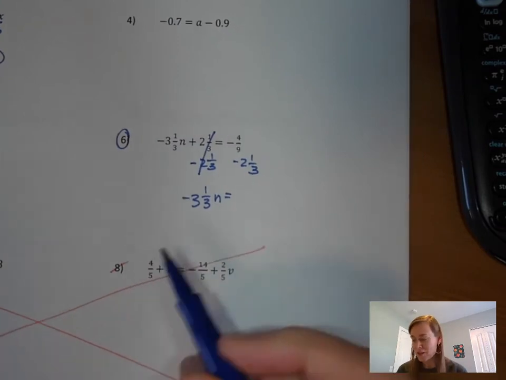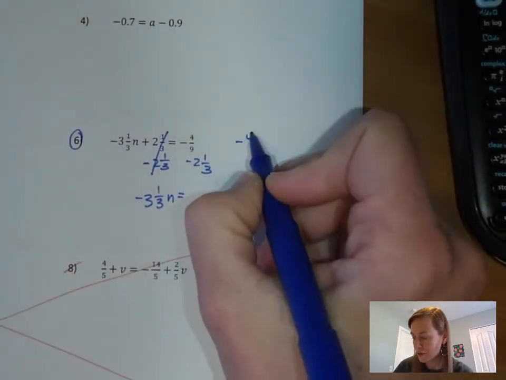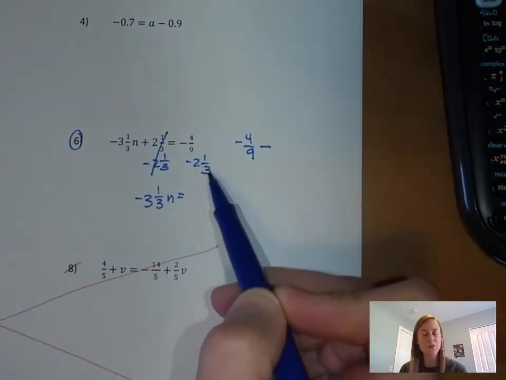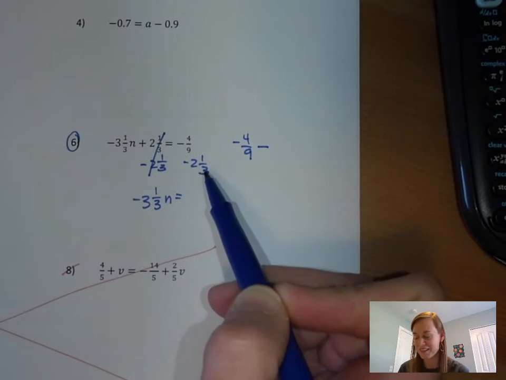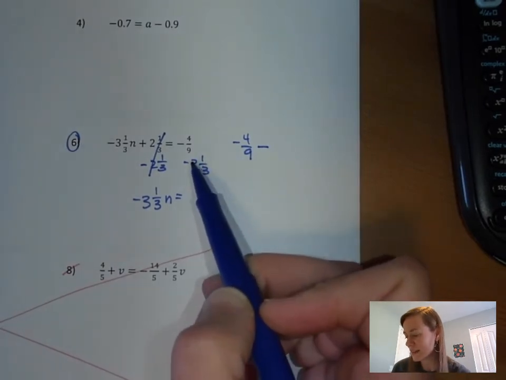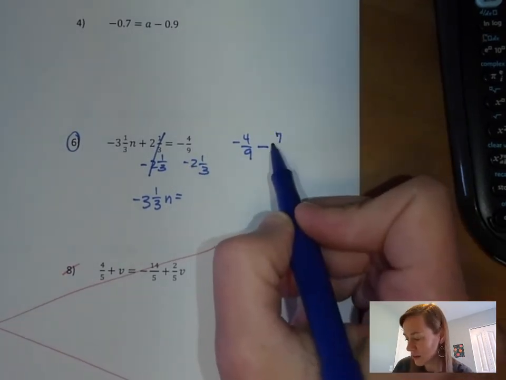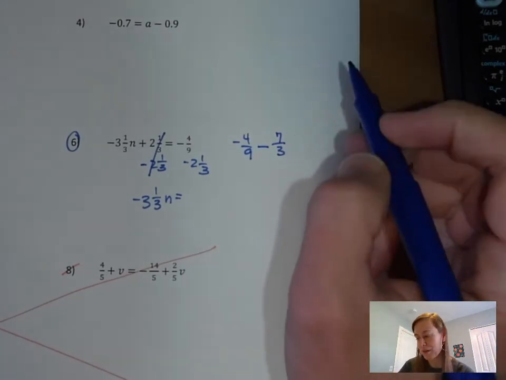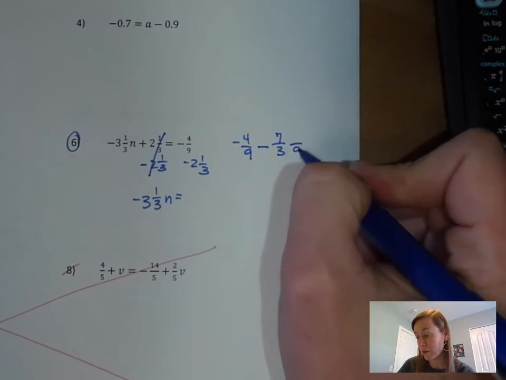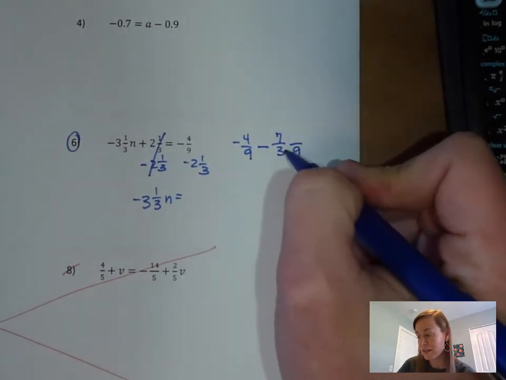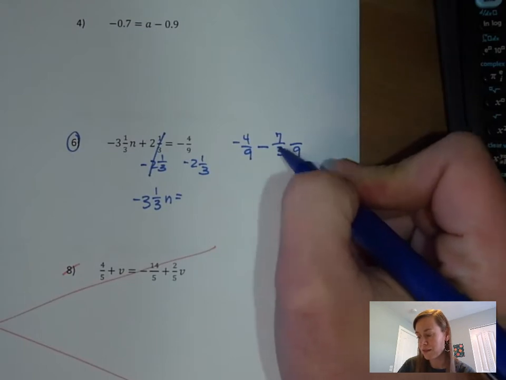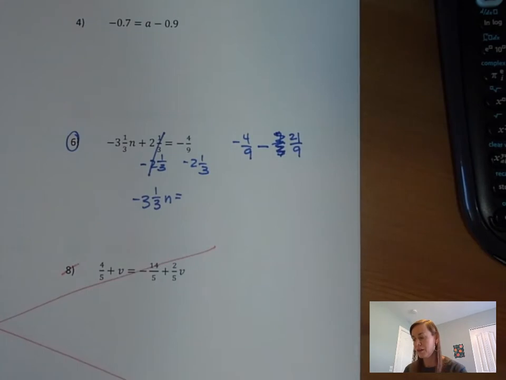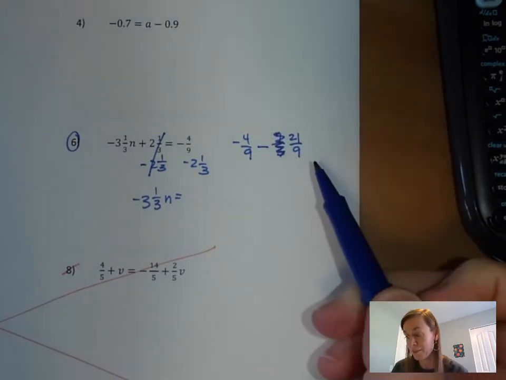If you want to do it by hand, you could. You're going to do -4/9 minus, and now we need to turn this into an improper fraction. 3 times 2 is 6. 6 plus 1 is 7, so 7/3. But now we need a common denominator, so let's multiply everything by 3, because we want it to be over 9, right? So let's see, 3 times 3 equals 9, so 7 times 3 equals 21, and I'm just going to get rid of that. And now we need to combine them.